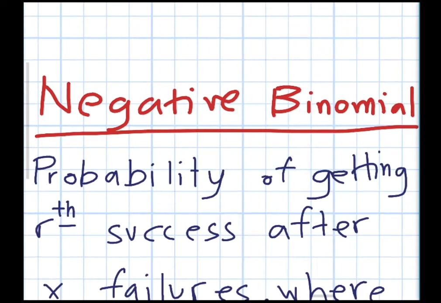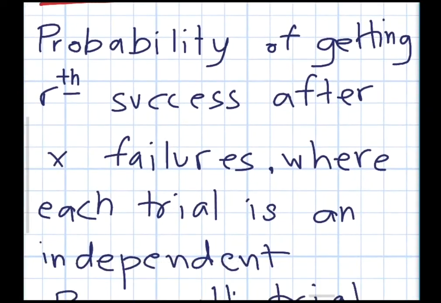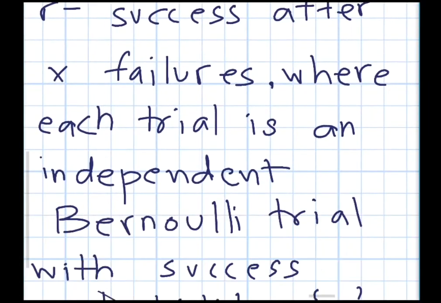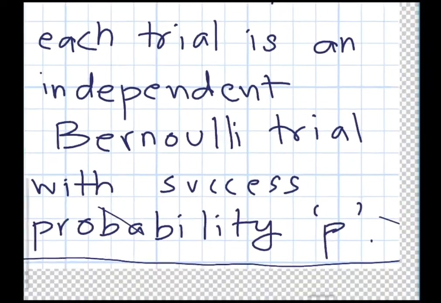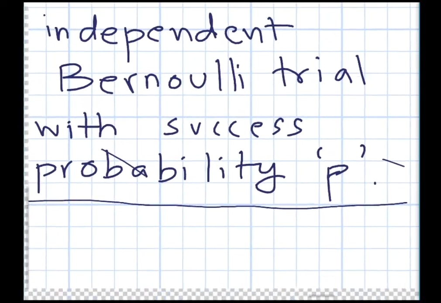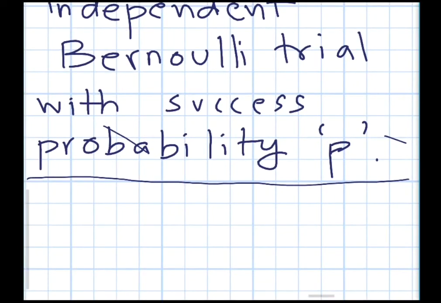Okay, so let's introduce the negative binomial random variable. The negative binomial random variable represents the probability of getting the rth success after x failures in trials which are independent Bernoulli with success probability p. So this is the formal definition. Let's now see what the PMF of this random variable is.